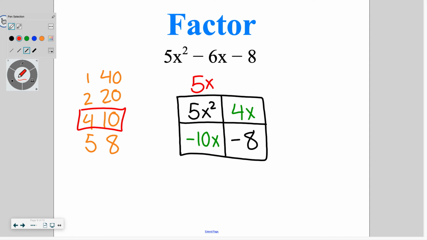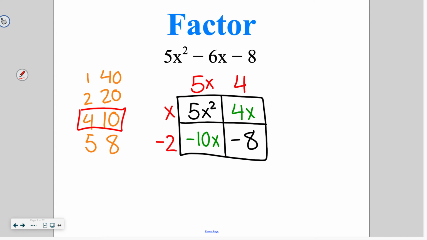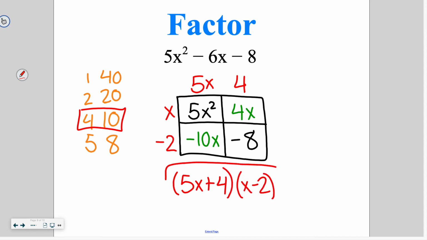To get from 5x to 5x squared, I need an x. To get from 5x to negative 10x, I need a negative 2. To get from x to 4x, I need a 4. Double check, negative 2 times 4 gives me negative 8. So my factored form becomes 5x plus 4 times x minus 2.